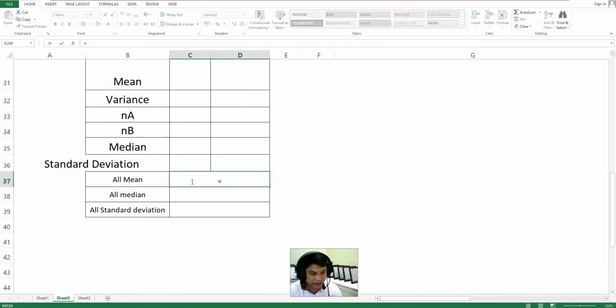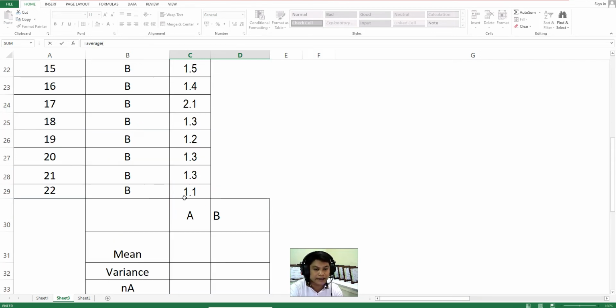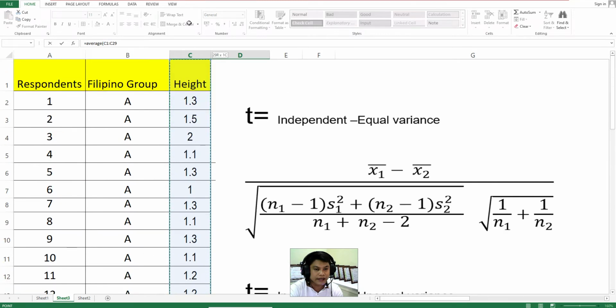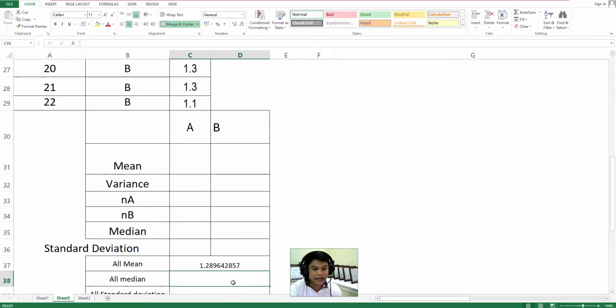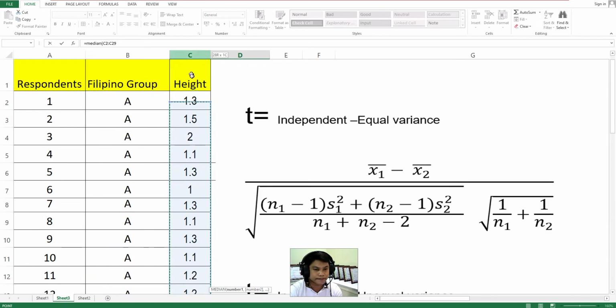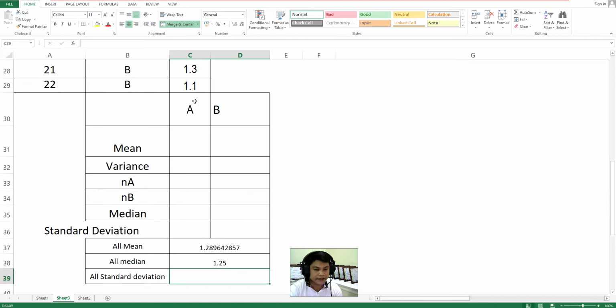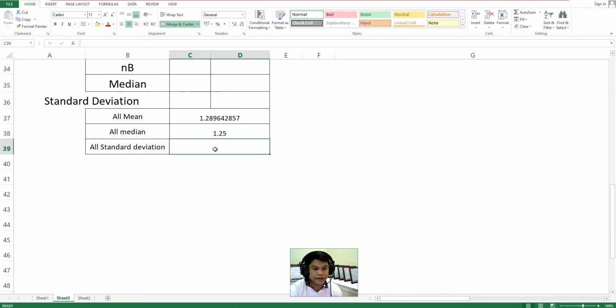So you have equals average. You just use the Excel command so you can get directly the answer. Equals mean is equivalent to average. So equals average, highlight all the data, enter. So that's the mean of all groups. For median, equals median, then highlight also all the data, and that's the median of the group. And then we get the standard deviation.